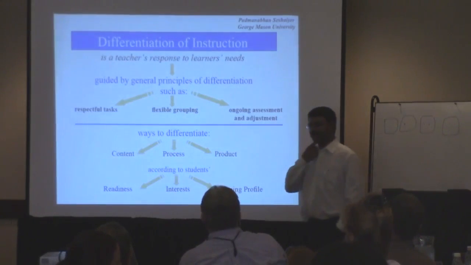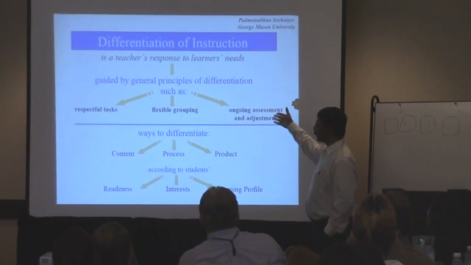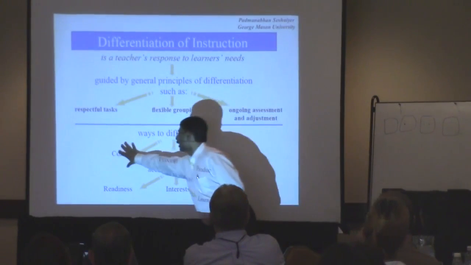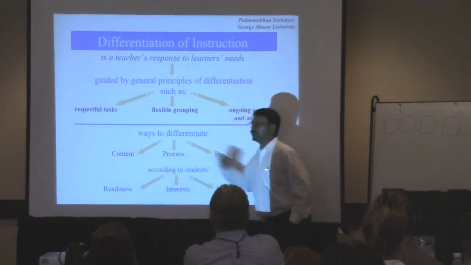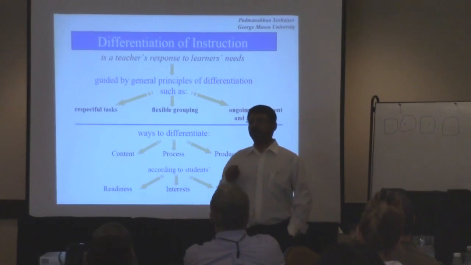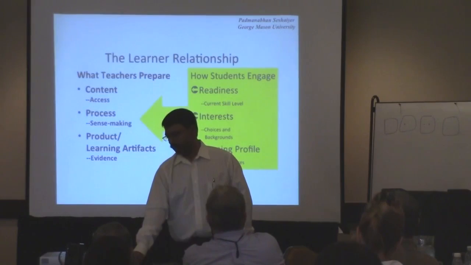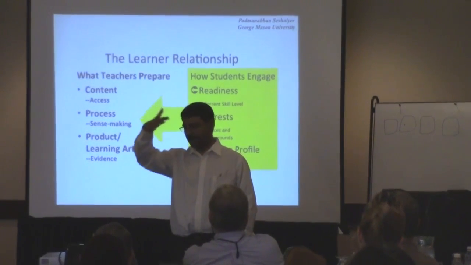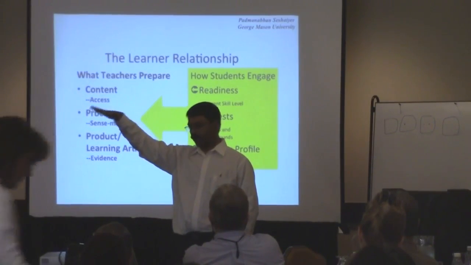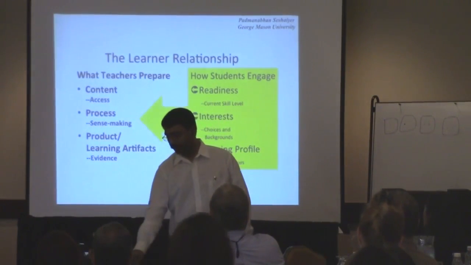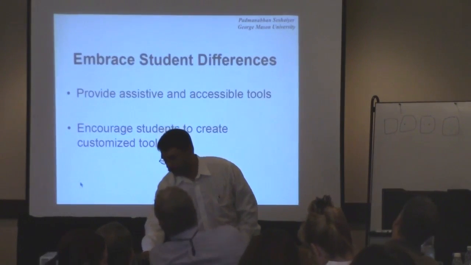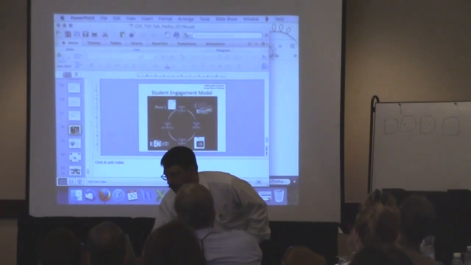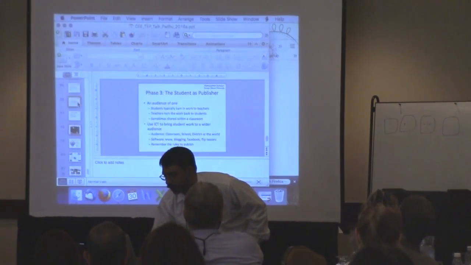I just realized I'm not even halfway through. So the whole idea is you also want to build in differentiated instruction. For example, the content: what exactly to teach, how to teach it, and then what kind of products you want out of this. So there is what teachers prepare and what the students engage in: the content, process, and product, and the students bring their readiness, interest, and profile. I'll send you this, but I will be respectful of the time and just go to this one.